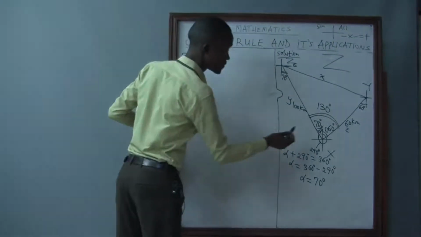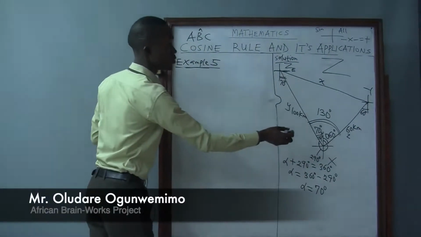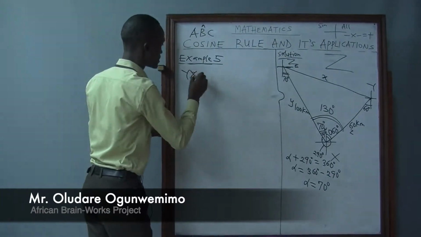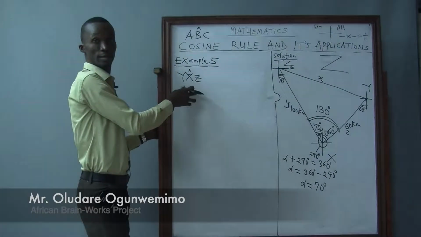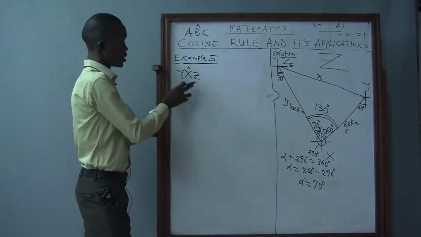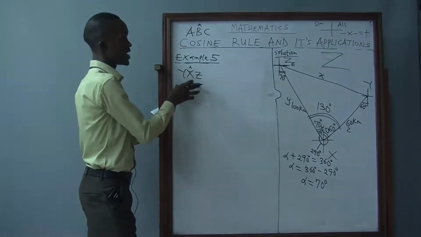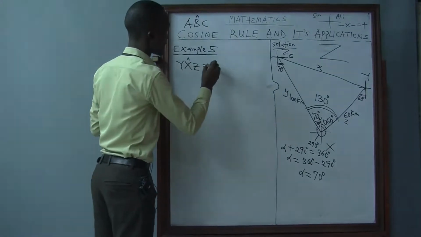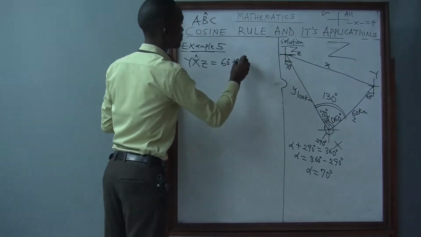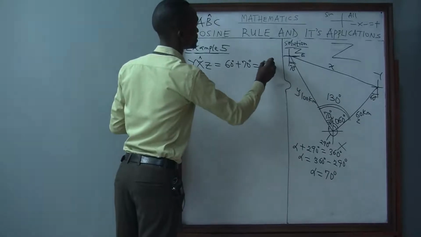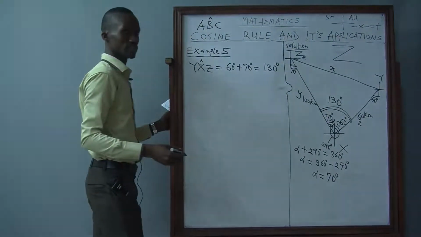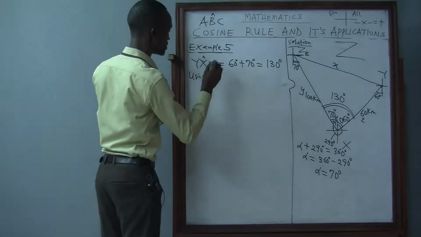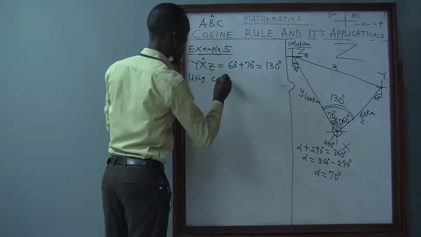So from here we have angle x, which we have as angle yxz. The three letters are talking about the triangle, but the one that we are laying emphasis on is the one at the middle, which is angle x, and that is 60 degrees plus 70 degrees, which is 130 degrees. After that, the next thing we do is to state the rule we are using: cosine rule.